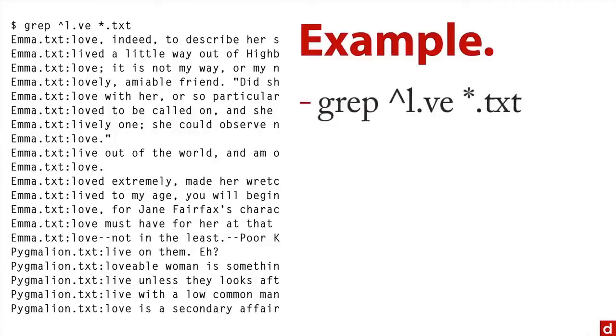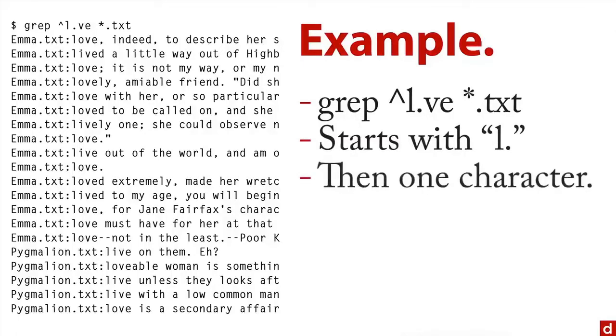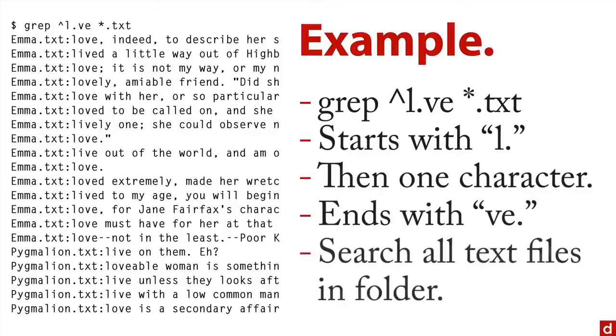And this is the command: grep l.ve *.txt. So what I'm looking for are lines in either of these books that contain L, then one character that can be whatever, followed by VE. And then the *.txt means search all of the text files in that particular folder. And what it found is lines that contained love and lived and lovely and so on.